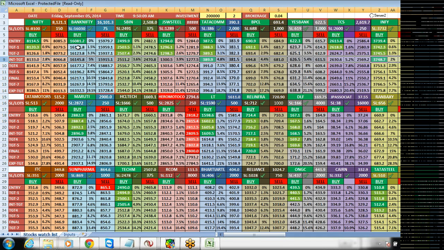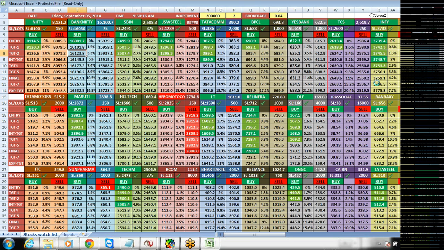Calls which usually start at entry level or target 1 or target 2 are very good calls, and you will make more profits. Now Infosys is actually reversing. In case it reverses completely and then you get a sell call, you can take a sell call. So that is how we trade.